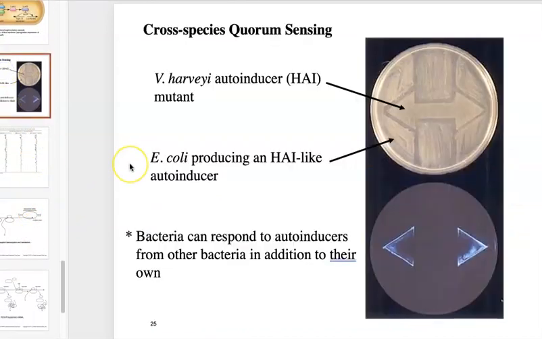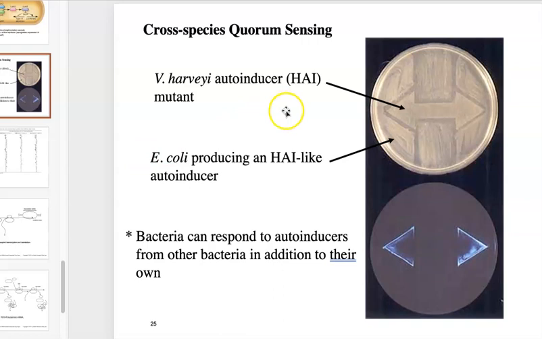And so this slide is really neat because it gives you a sense for how microbes can cross-species quorum sense, and not how, but that they do it. This was some early data that showed that Vibrio harveyi and E. coli could actually talk to each other, so to speak, using the LuxS type system.